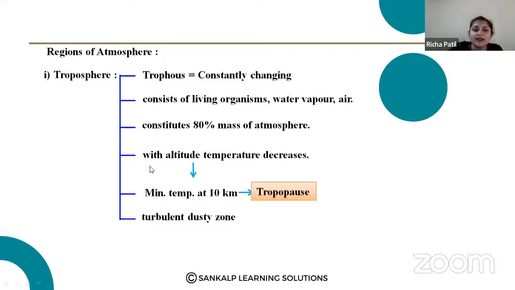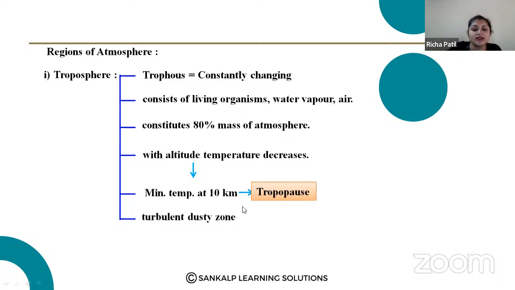As the altitude increases, as you go above and above, the temperature will decrease. The minimum temperature is at 10 kilometers. So 10 kilometers above the Earth's surface is your troposphere. The layer between the troposphere and the next, the stratosphere, is called the tropopause.